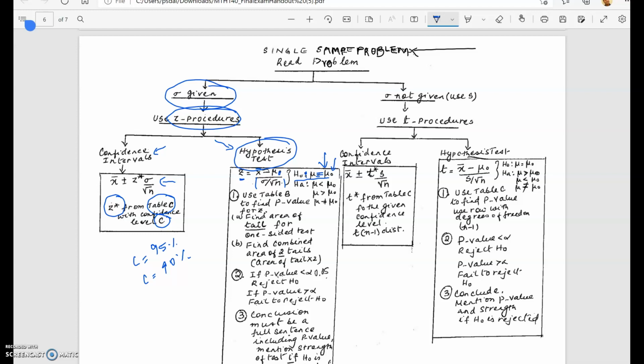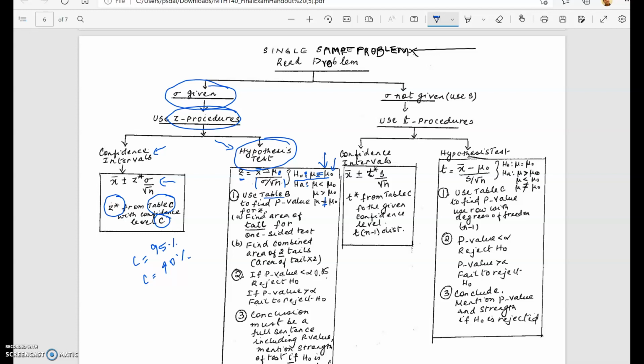The alternative hypothesis, again, HA, uppercase H, subscript A, colon, mu, the population mean, less than mu 0, greater than mu 0, or not equal to mu 0. You have to pick one of these based on the question. And then all the steps are given here.